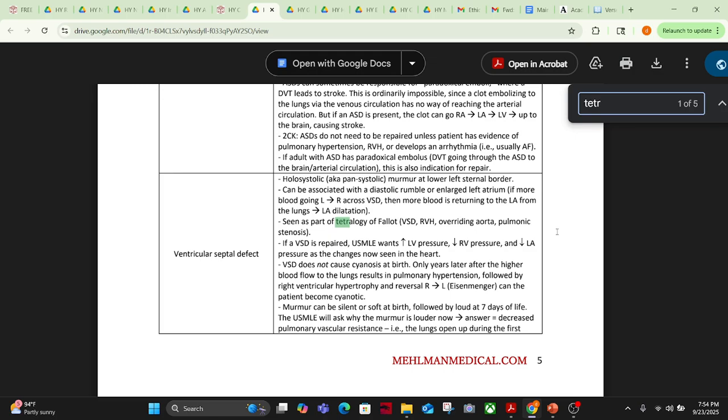As seen here. So VSD is a holosystolic, also known as a pansystolic murmur at the lower left sternal border. It can be associated with a diastolic rumble or enlarged left atrium. If more blood is going from left to right across the VSD, then more blood is returning to the left atrium from the lungs.